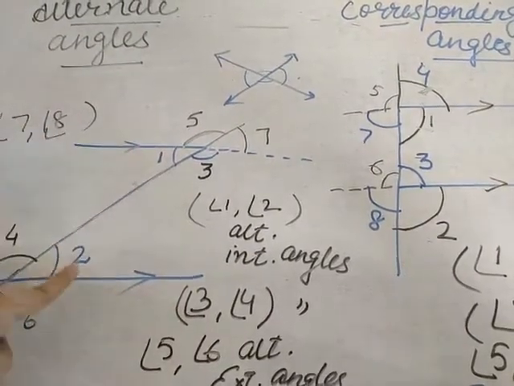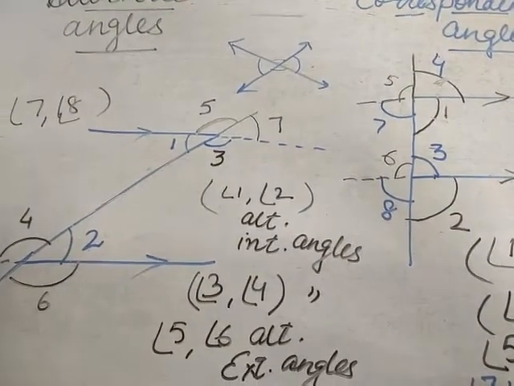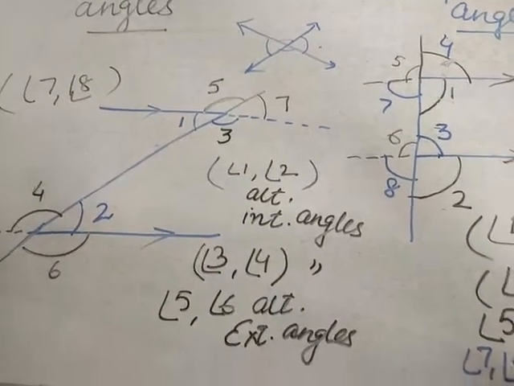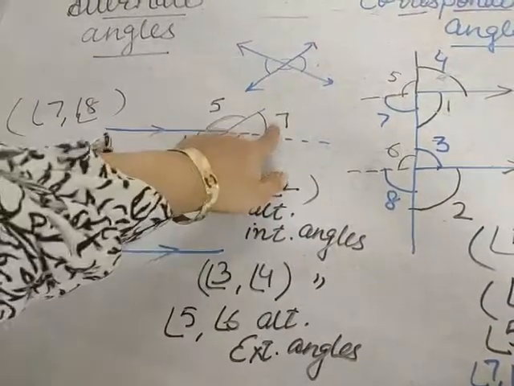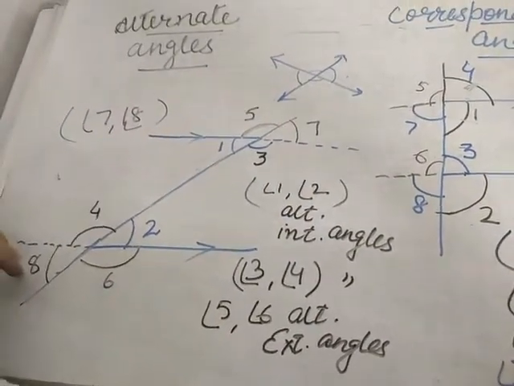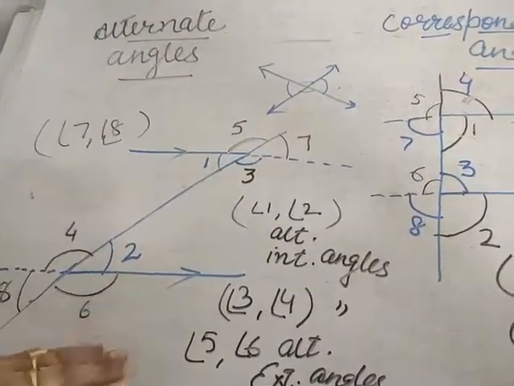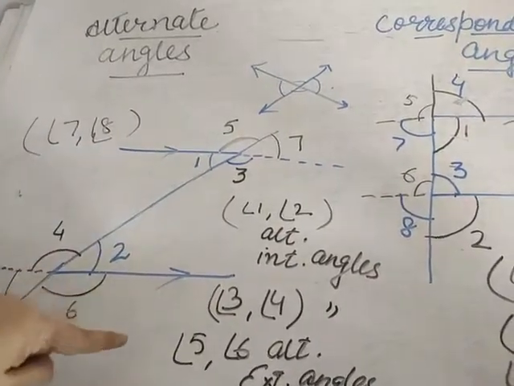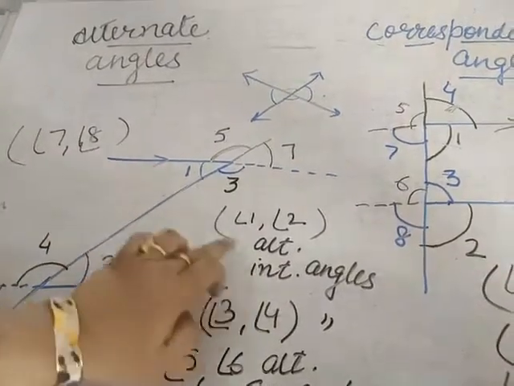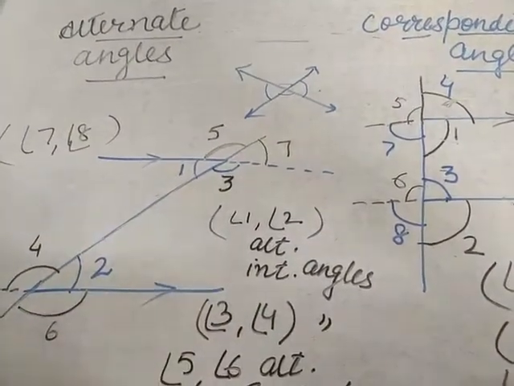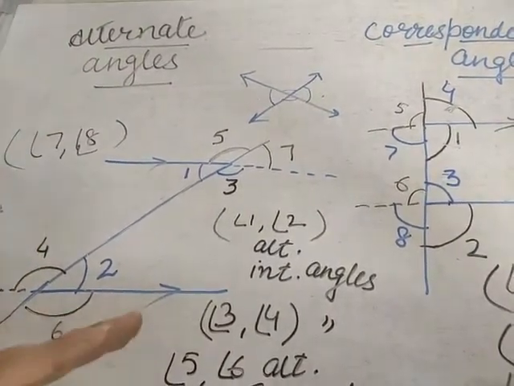So angle 1 would be equal to angle 2, angle 3 would be equal to angle 4. Similarly, all the alternate exterior angles would be equal. So I will say angle 5 would be equal to angle 6. Angle 7 would be equal to angle 8. I hope you understood about alternate angles and the result about alternate angles. When the lines are parallel, then all the alternate angles would be equal. Alternate interior angles would be equal, alternate exterior angles would be equal. But you have to find which one is the alternate angle to another.